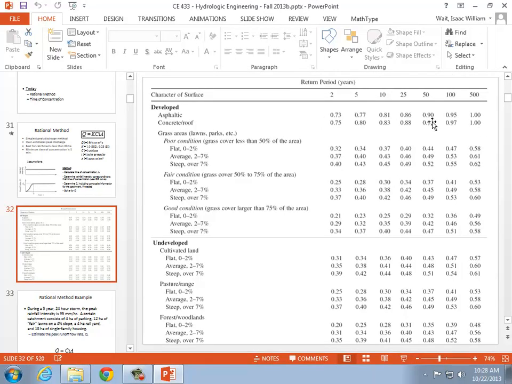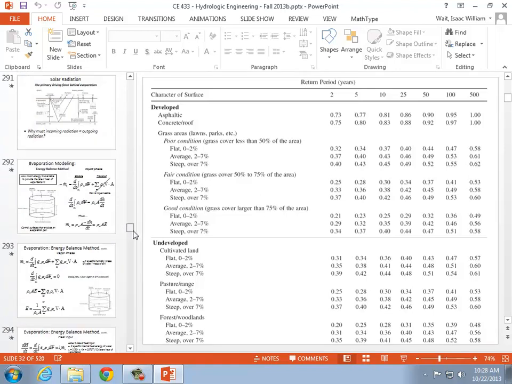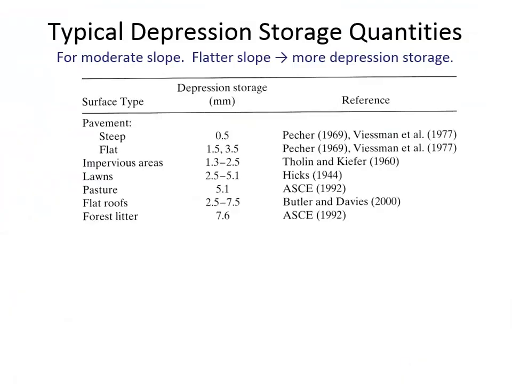And that's a very general thing, but at least they're in some way addressing the concept of depression storage. You can see that slope is an important thing. A flat slope will retain more water than a steep slope. 3.5 millimeters is a fair amount. That's a lot of water to be on a runway.